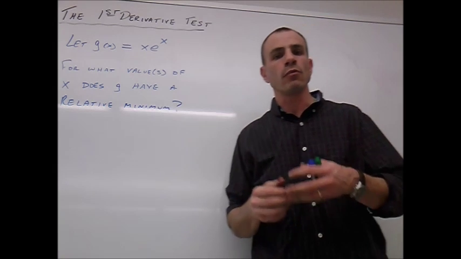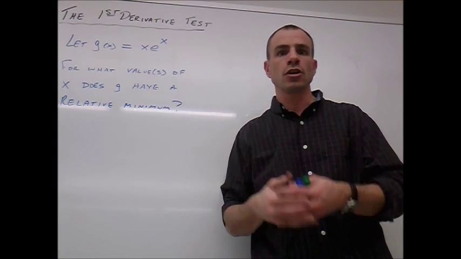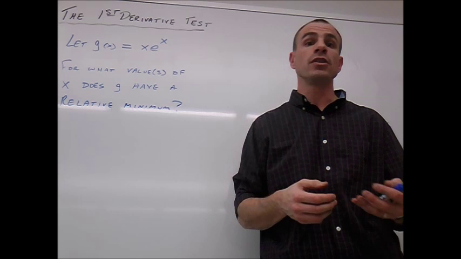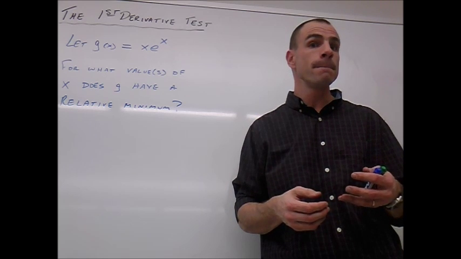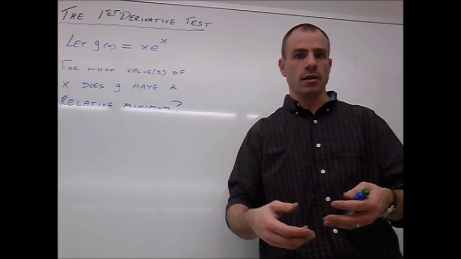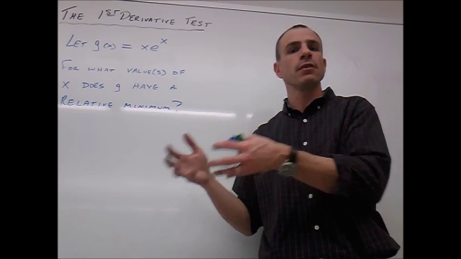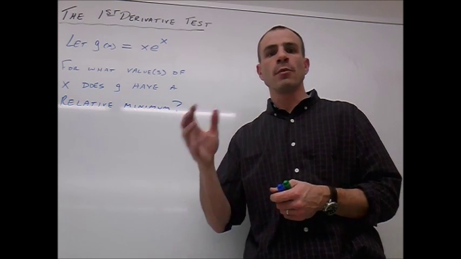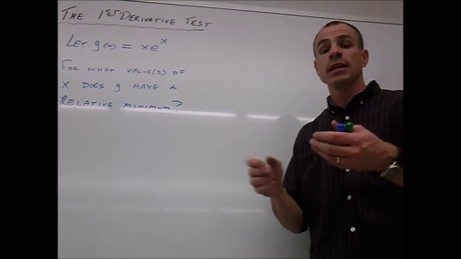Okay, a relative min. Well, a relative min for a function occurs when the derivative of the function changes from, yes, negative to positive. So we're going to do this whole sign chart thing again, but we're just going to look at a different part of the chart now. Okay, so here we go. Same steps as before. Step one, get our derivative.